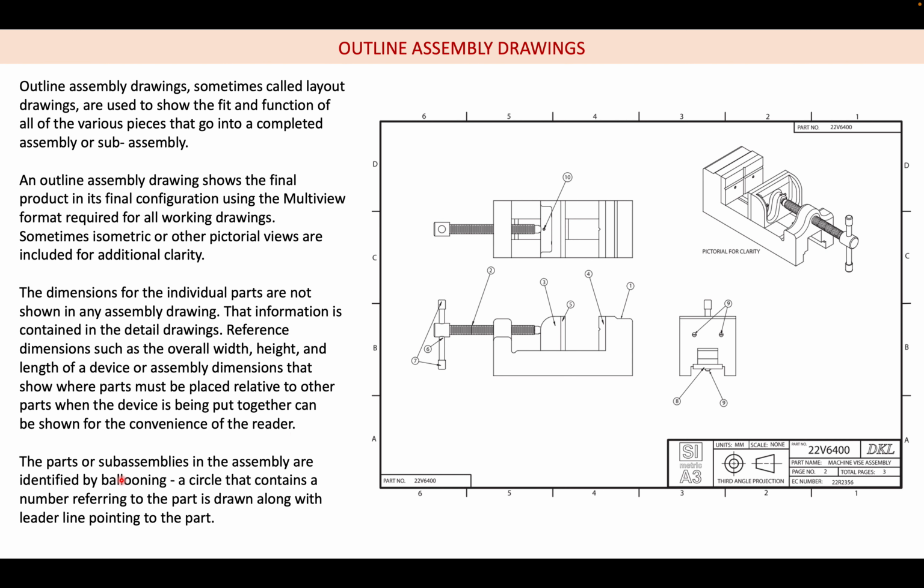The parts or the sub-assemblies in the assembly are identified by ballooning. Ballooning is nothing but a circle that contains a number referring to the part, which is drawn along with a leader line pointing to the part. So this 10 indicates a part number, and then we draw a leader line towards the part. So this is the outline assembly drawing.